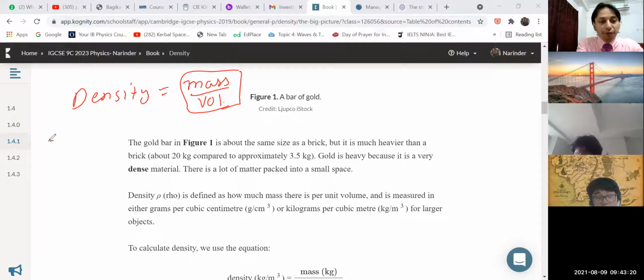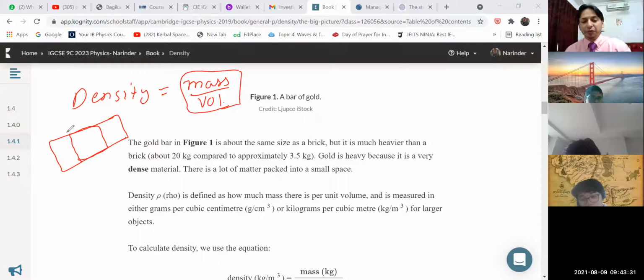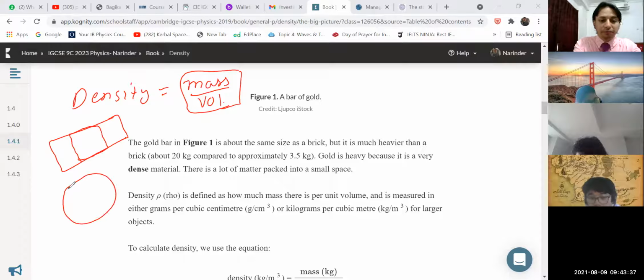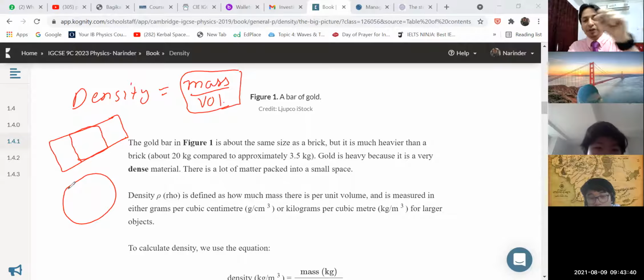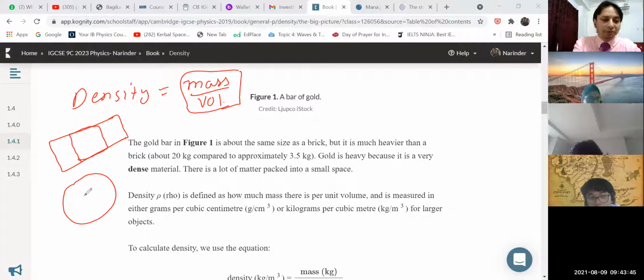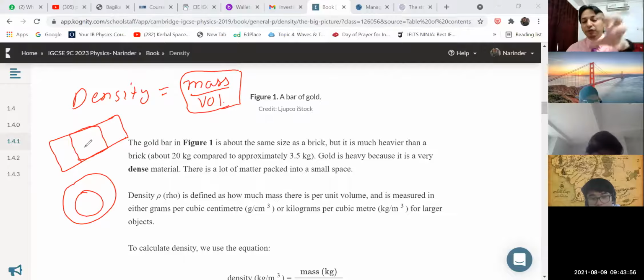In case of a piece of wood, let's say this is a piece of wood, and I just consider a small portion, a small section of this wood. Similarly, I have a stone, a spherical object in solid form, and I take out a small portion of the stone. Consider that the volume of the piece of wood and the volume of the piece of stone is the same.